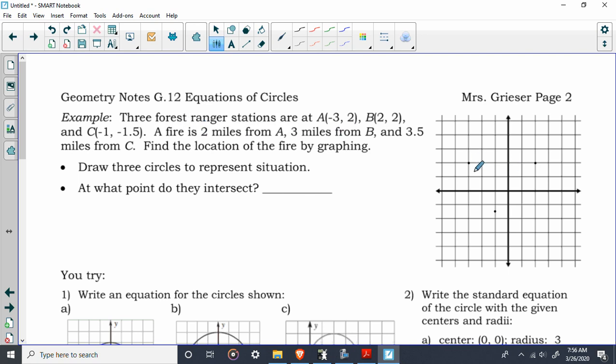So from A, I'll label this A. It's 2 miles away, so it could be somewhere in this vicinity out here, right? Then 3 miles from B. So again, from B, we've got 1, 2, 3 this way, 1, 2, 3 this way, 1, 2, 3 this way, 1, 2, 3 this way. So we're pretty sure that the fire is going to be right here.